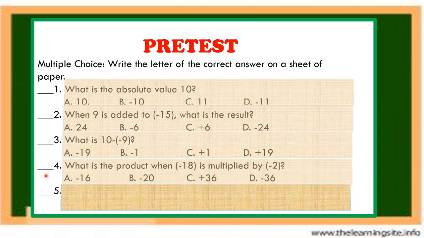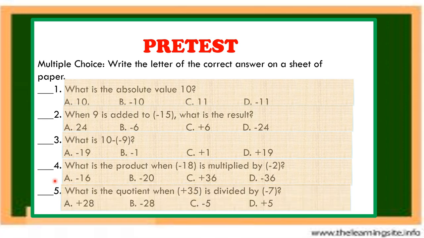Number 4. What is the product when negative 18 is multiplied by negative 2? Letter A, negative 16. Letter B, negative 20. Letter C, positive 36. Letter D, negative 36. Number 5. What is the quotient when positive 35 is divided by negative 7? Letter A, 28. Letter B, negative 28. Letter C, negative 5. Letter D, positive 5.